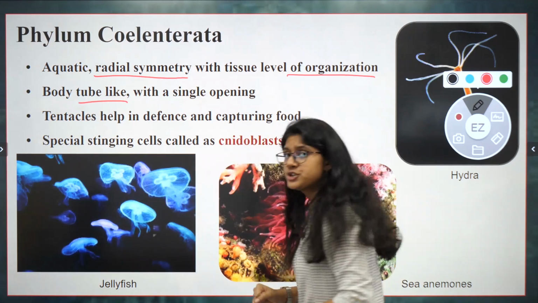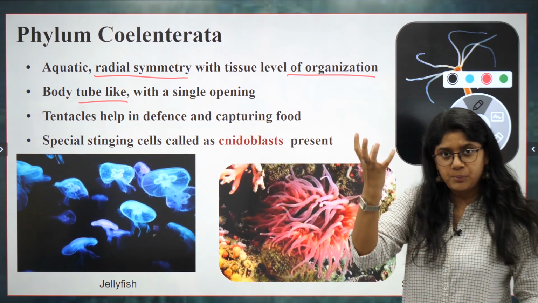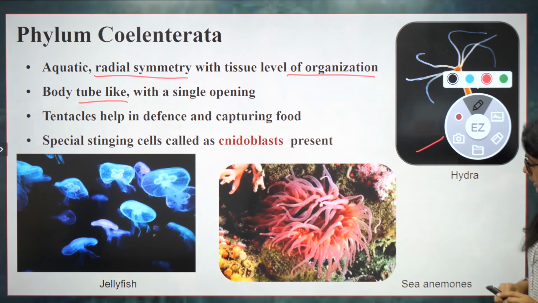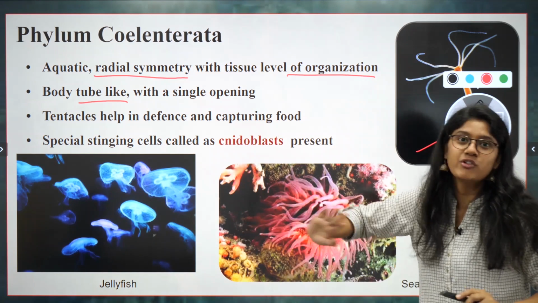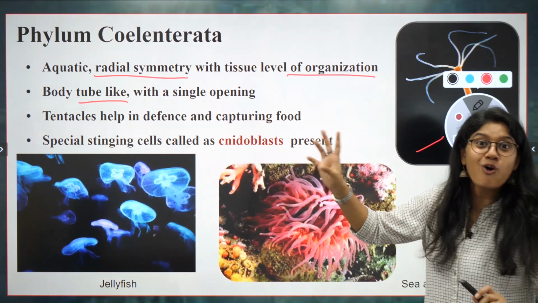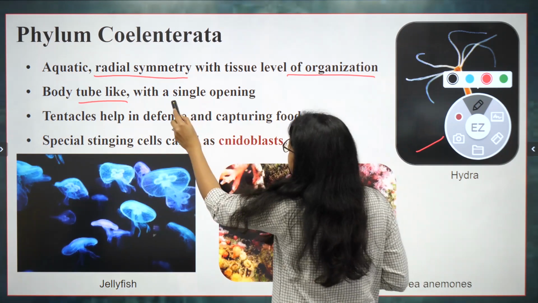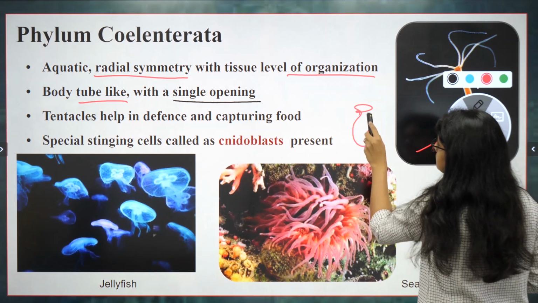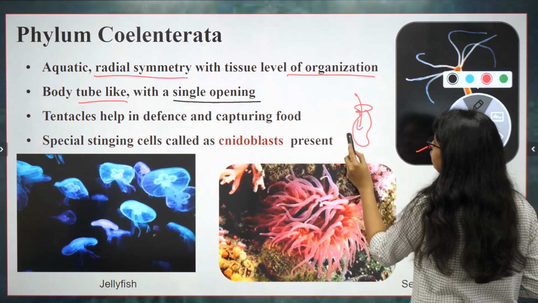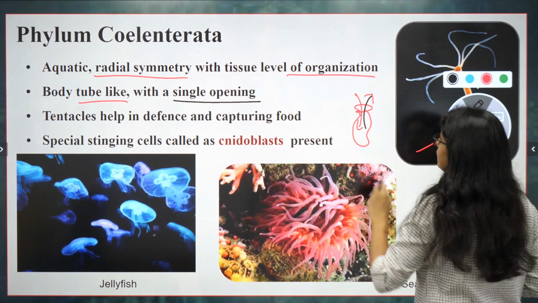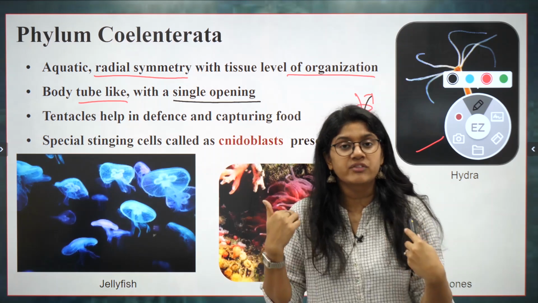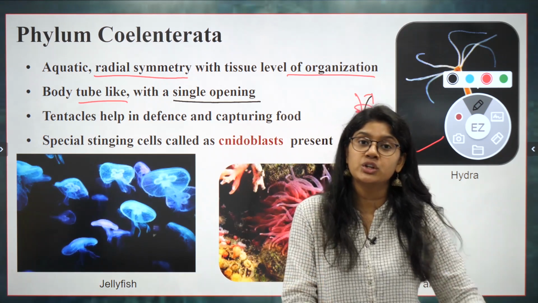The body is like a tube. The body design is more like a tube, like a hydra over here. We have the jellyfish, which is a very important member of the Coelenterata, and of course they usually have a single opening. From here the food will come, and from here only the waste material will come. They have a single opening through which the food and the waste material get exchanged in the water.